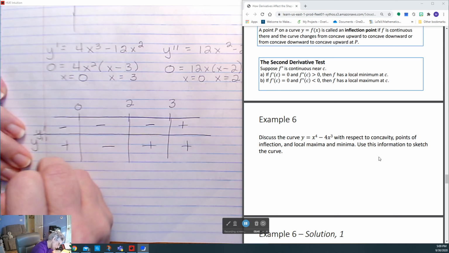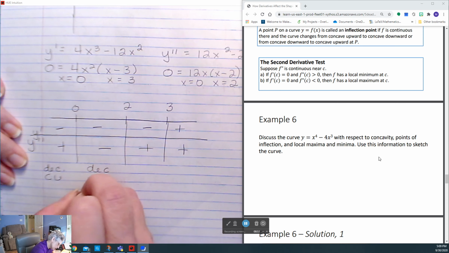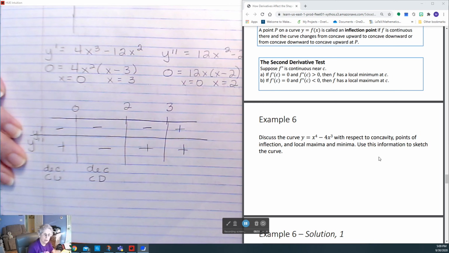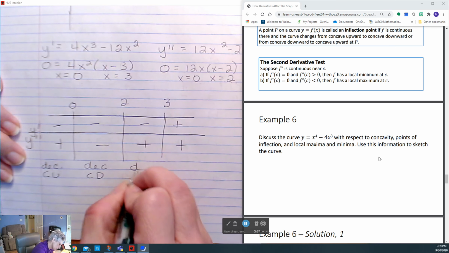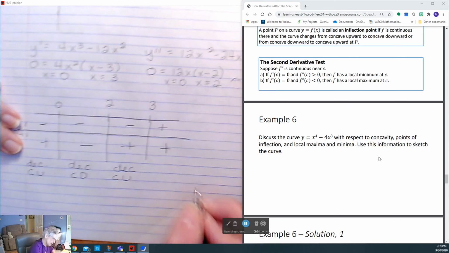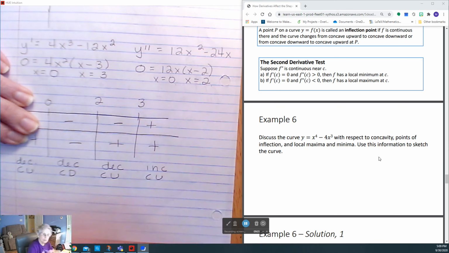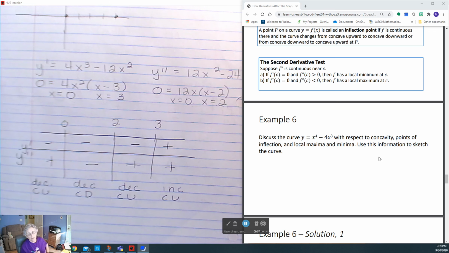So we are decreasing, concave up, decreasing, concave down, decreasing, concave up, increasing, concave up.